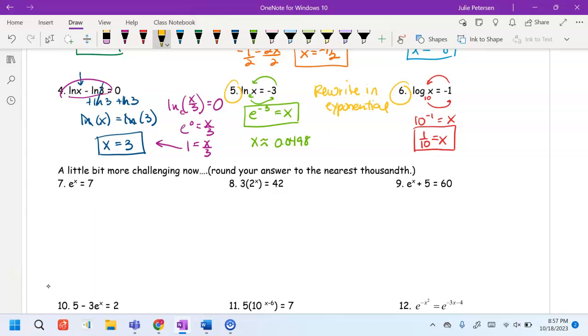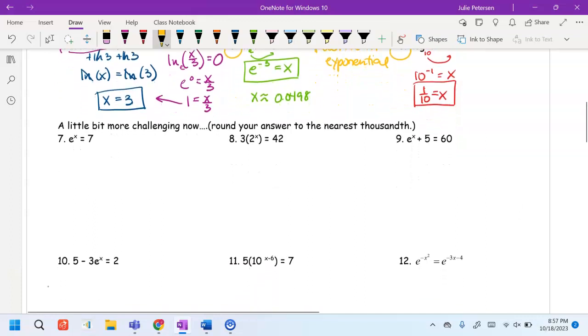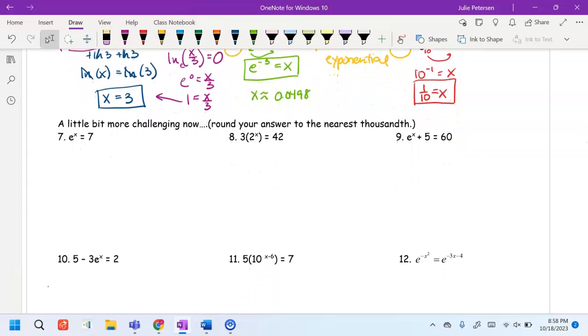And the reason these are a little more challenging, in particular, starting with this first one, or some of these, is that we have to do some algebra before we can write the equation in another form, or before we can use logarithms or exponents to solve. So these are all exponents right now. And if you look at number 7, e to the x equals 7, between e and 7, we do not have a common base. So since we don't have a common base, we need to rewrite as a log. Okay, so let's go ahead and do that.